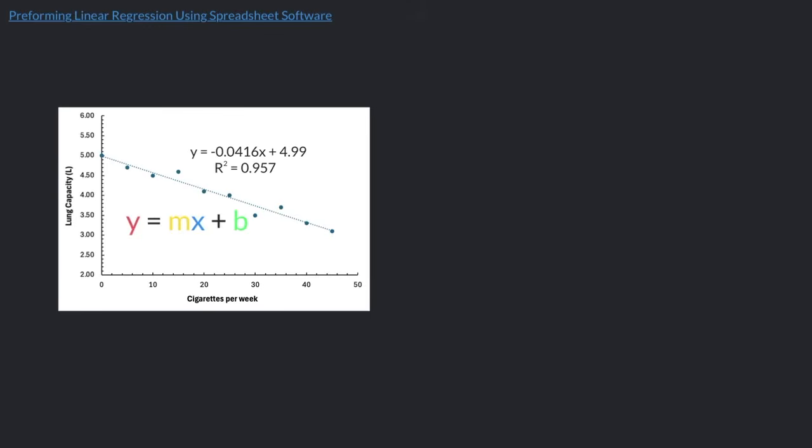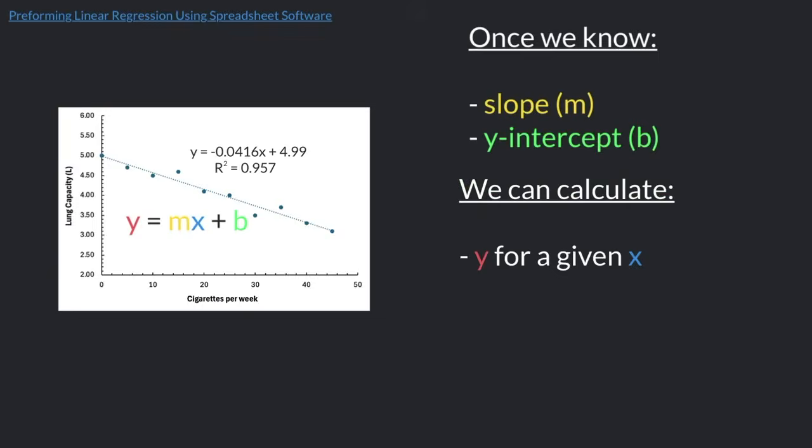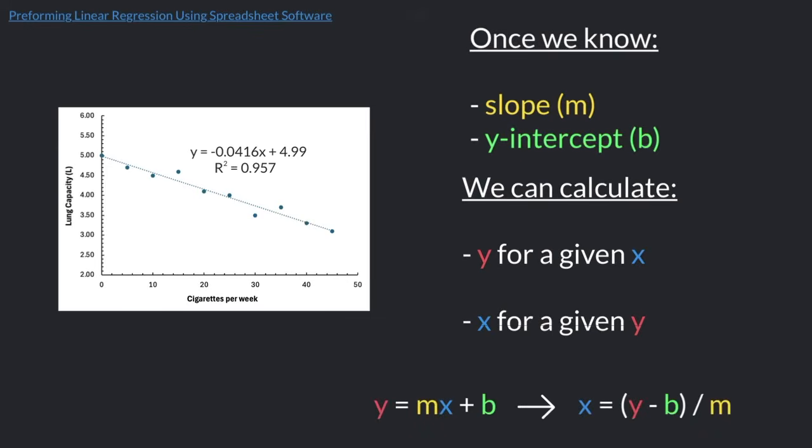Once we extracted the linear equation, we can use it to make predictions for unknown data. Using the formula y equals mx plus b, if we know the slope m and intercept b, we can calculate the y value for a given x. Alternatively, we can also determine any x value for a given y by rearranging the equation to x equals (y minus b) divided by m.